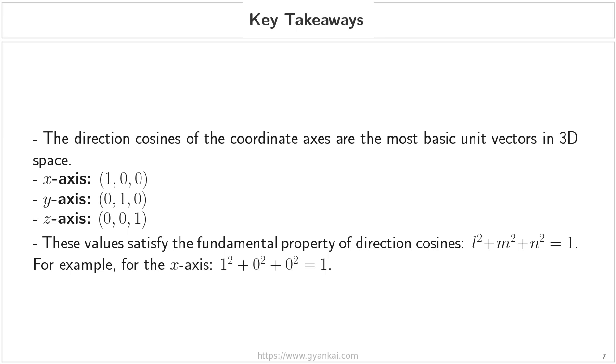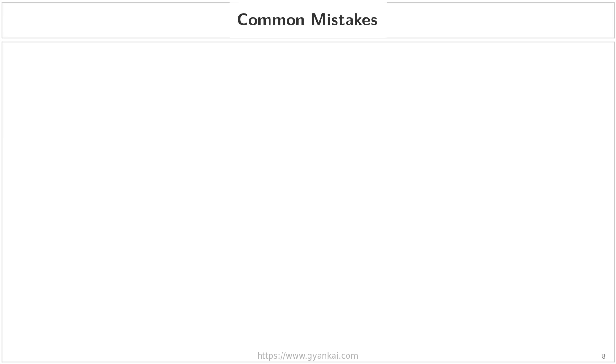A very important point to remember is that these values must always satisfy the fundamental property of all direction cosines, which states that L squared plus M squared plus N squared equals 1. We can easily verify this with the example we just found for the x-axis. 1 squared plus 0 squared plus 0 squared equals 1. Now that we have worked through the step-by-step derivations for the x, y, and z axes, let's bring everything together for our key takeaways. As we move to our final slide, I will point out some common pitfalls to avoid when working with these values in more complex problems. Common mistakes.